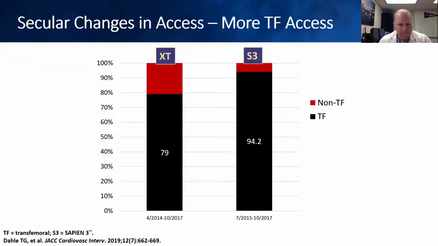So, first off, it's important to recognize, particularly around TAVR or TAVI, that there have been a series of secular changes. And in particular, these have come around the development of new technologies. So where SAPIEN XT required about 20% non-femoral access, SAPIEN 3 is now down to about 5 to 6% non-TF access throughout the United States.